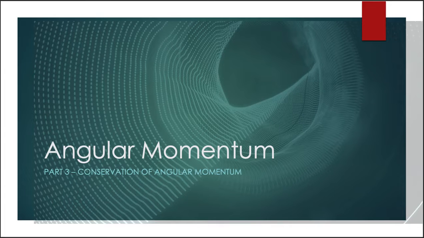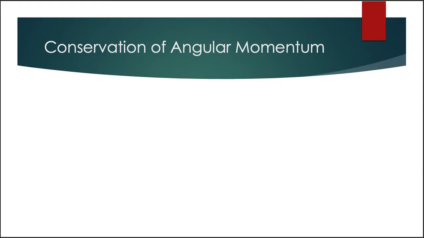We're back. We're going to look at part 3 of angular momentum, which is the conservation of angular momentum. So we're going to start just by picking up where we left off last time, essentially saying that a torque applied over some amount of time is going to give us a change in angular momentum, right? So speed up a rotating object, slow down a rotating object, etc.